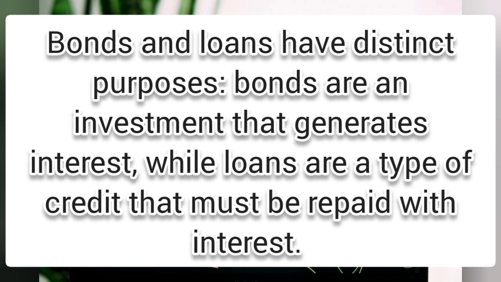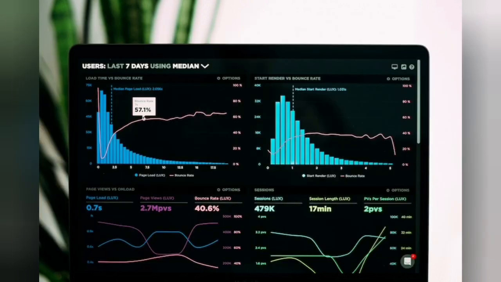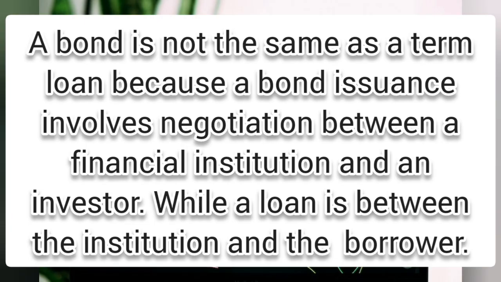Bonds and loans have distinct purposes. Bonds are an investment that generates interest, while loans are a type of credit that must be repaid with interest. A bond is not the same as a term loan because a bond issuance involves negotiation between a financial institution and an investor, while a loan is a negotiation between the financial institution and the borrower.